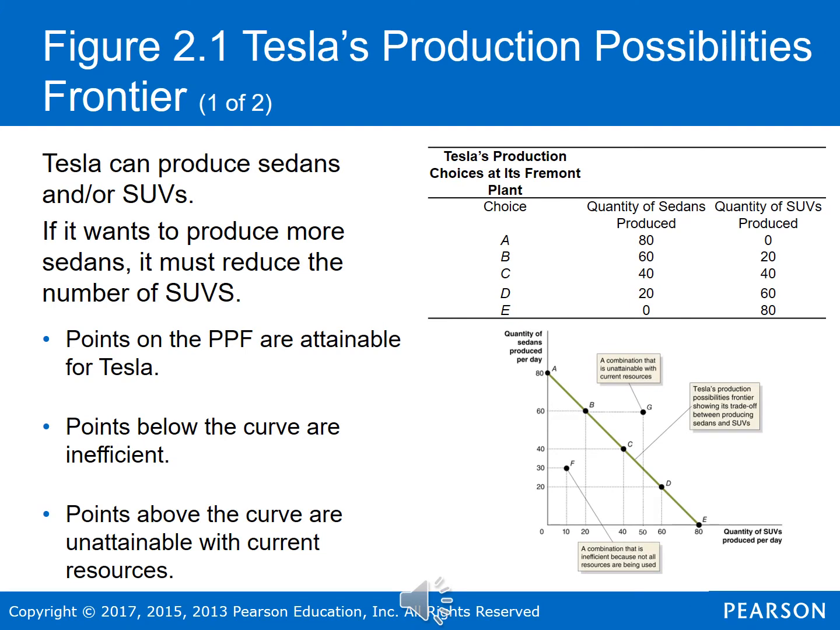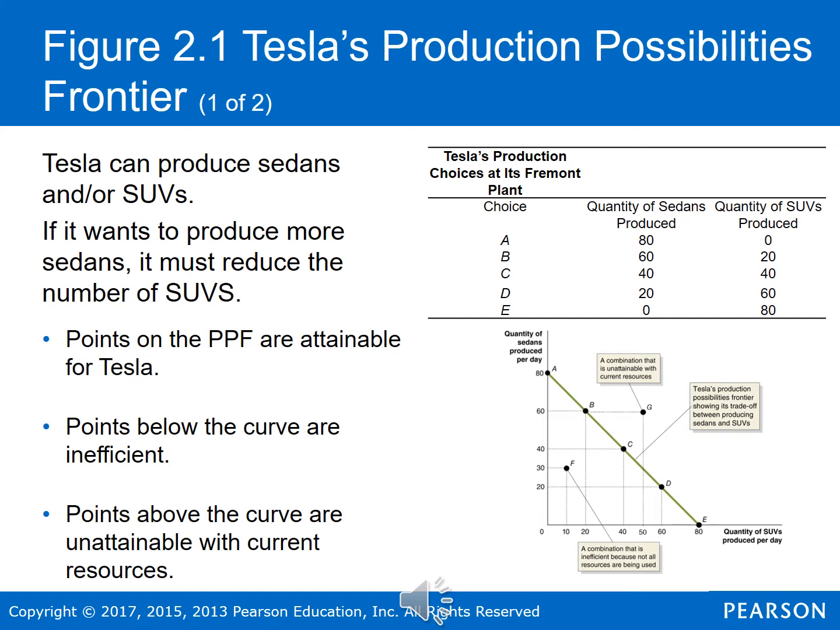So now let's turn to Tesla as an example and actually create a production possibilities frontier for Tesla. So in this case, they can produce either sedans or SUVs. So they're choosing to use their resources to create those two things. Those are the trade-offs they're facing. Now, if Tesla wants to produce more sedans, they're going to have to reduce the number of SUVs that they produce because, again, they only have so many resources that they can devote to building these cars.